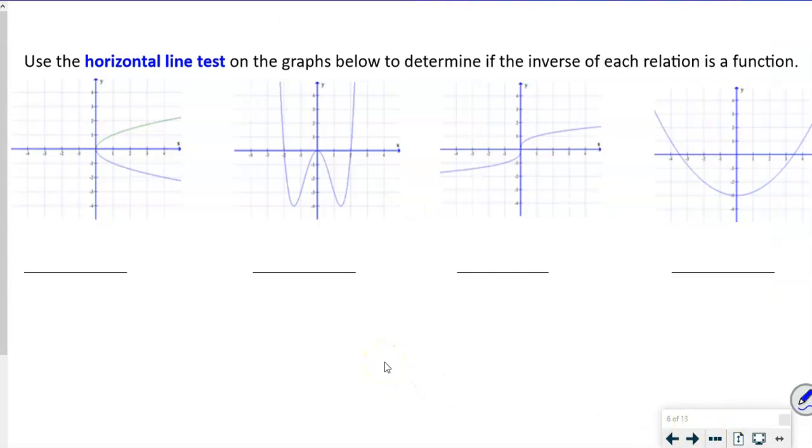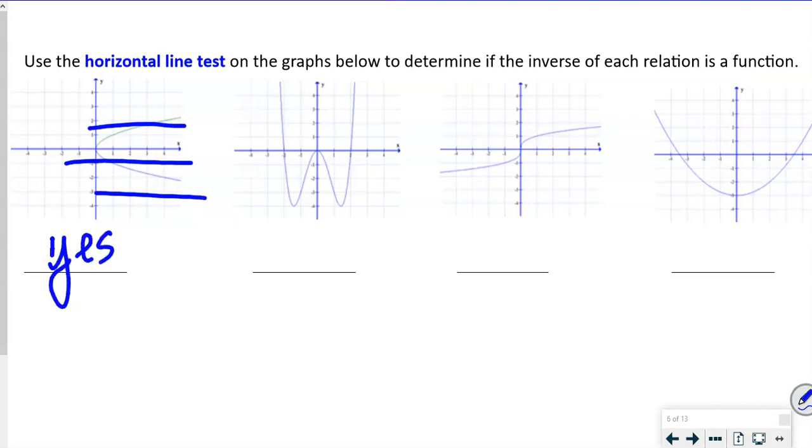So using the horizontal line test on the graphs below, determine if the inverse of each relation is a function. I could literally draw a horizontal line anywhere here and it does not intersect more than once. So this is yes, this is a function, okay? Now this one right there, notice it intersects at 2 places, there and there. And if I drew one down here, it actually intersects at 4 places. 1, 2, 3, 4. So this is definitely going to be a no, okay?